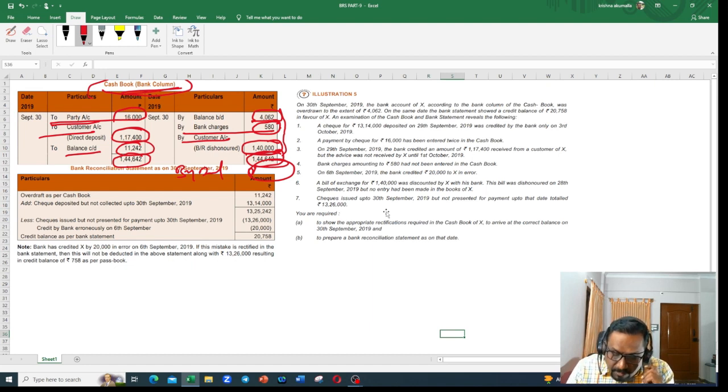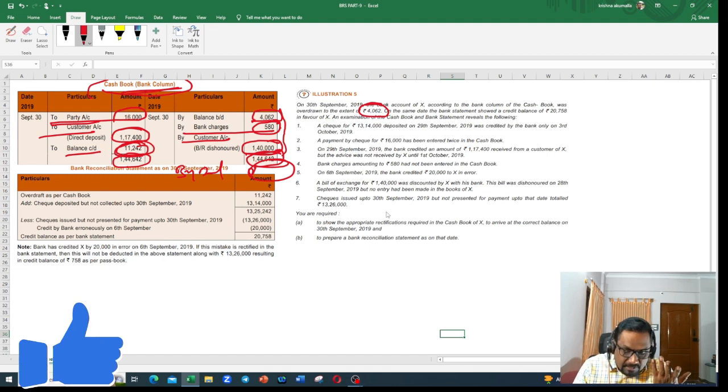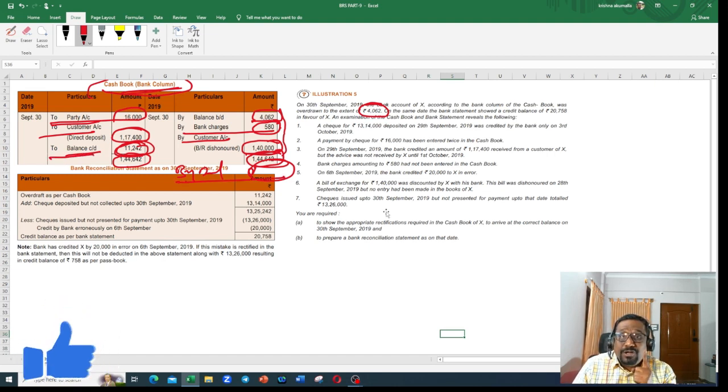When he gave that overdraft balance, how much has he given? 4,062. After making all these adjustments, your cash book balance has gone up to 11,242 as an overdraft balance. On what basis am I saying that it is an overdraft balance? To balance carried down, by balance brought down. By balance brought down is showing credit. A bank balance should always show a debit balance, because it is an asset. If it is showing a credit balance, it is a liability for us. When will that become a liability for us? When it is an overdraft.